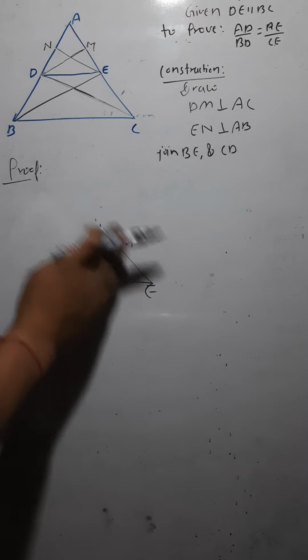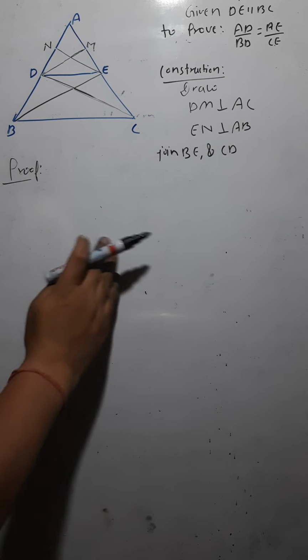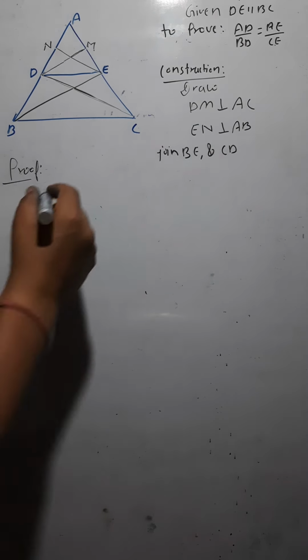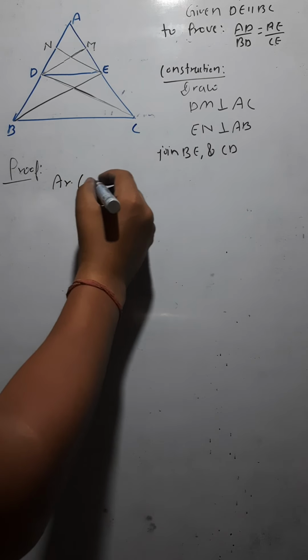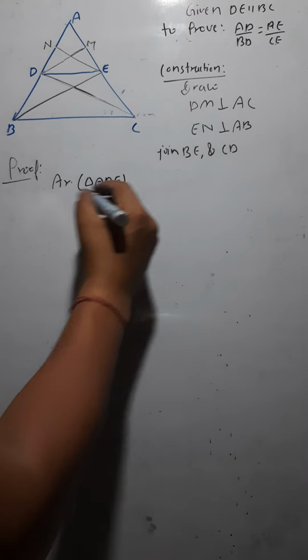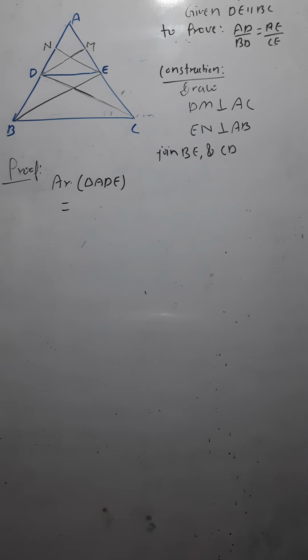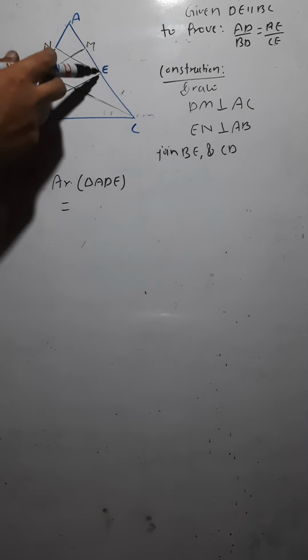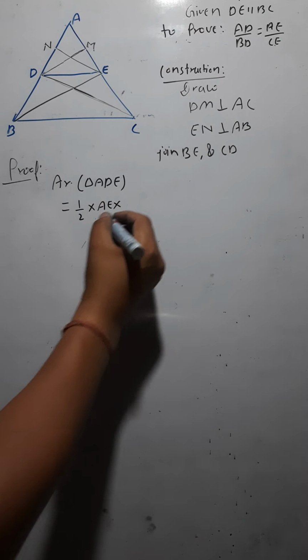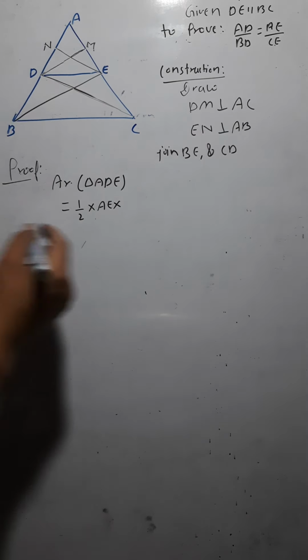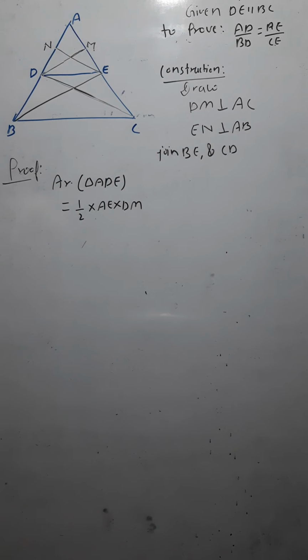Okay. So now let me find out the area of triangle ADE. Let me write here: area of triangle ADE. So this is how much? AE is the base. So it would be 1/2 into base into height, which is what then? DM is the height there.